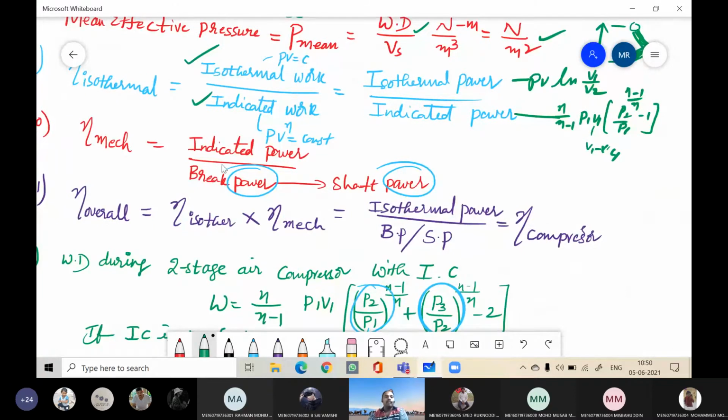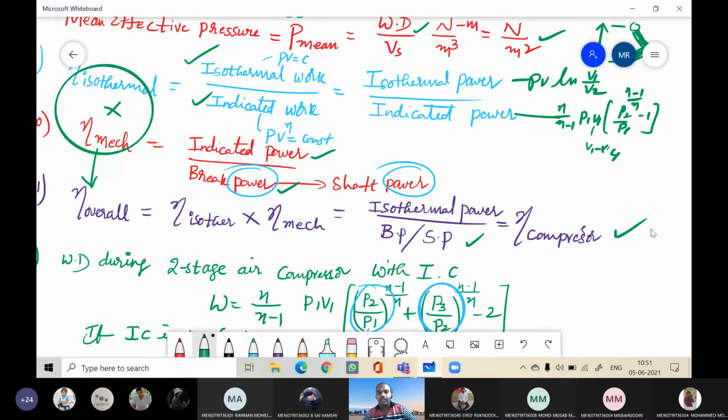Then mechanical efficiency. Mechanical efficiency is the output by input. Output is the indicated power, input is the brake power or shaft power. Once you know mechanical efficiency and isothermal efficiency, if you multiply isothermal efficiency with mechanical efficiency, then you will get the overall efficiency. Isothermal into mechanical, right? So if you multiply, indicated power will be cancelled, therefore you will get isothermal power by brake power or shaft power. This is called overall efficiency of the compressor.